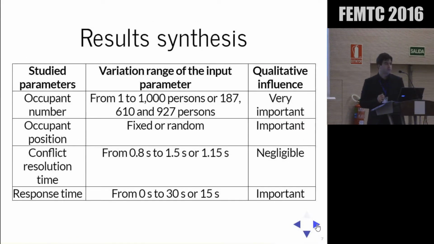So, the synthesis of the results from a qualitative point of view, by decreasing order, is the occupant number, which has a very important influence on the RSET, and then the occupant position and the response time, which have an important influence on the RSET, and finally, the conflict resolution time. So firstly, from a statistical point of view, it is possible to observe these influences, and secondly, by this study, it is possible to see that this value, which is difficult to quantify, has a negligible influence, and so there is no interest in working on this value.